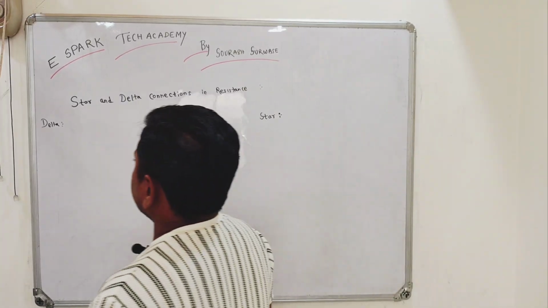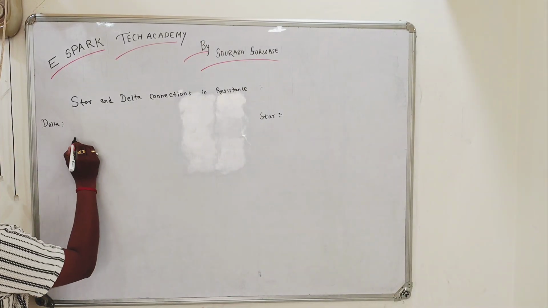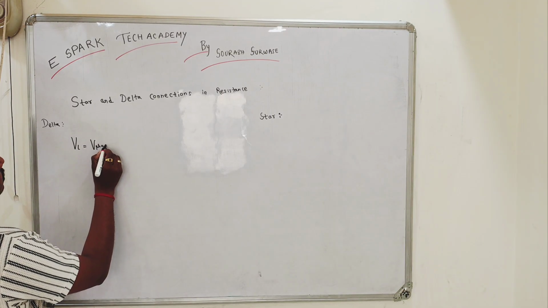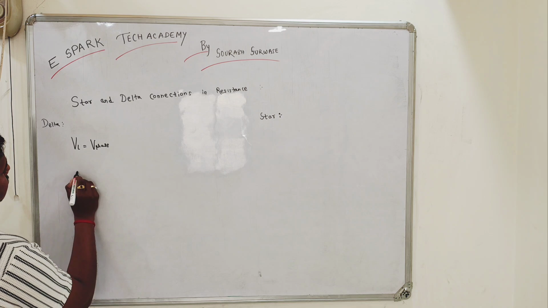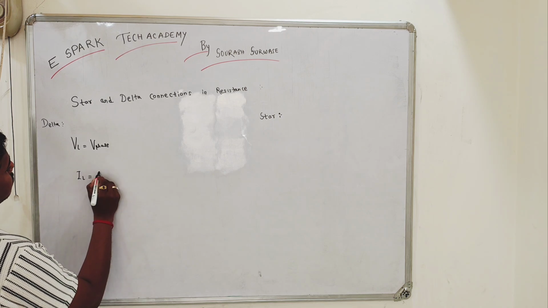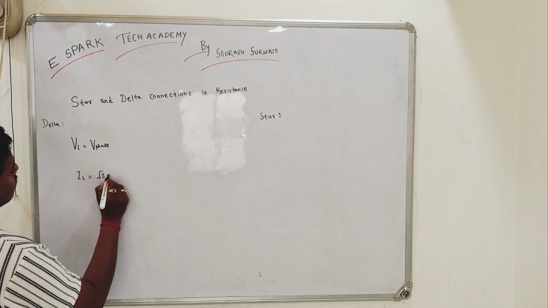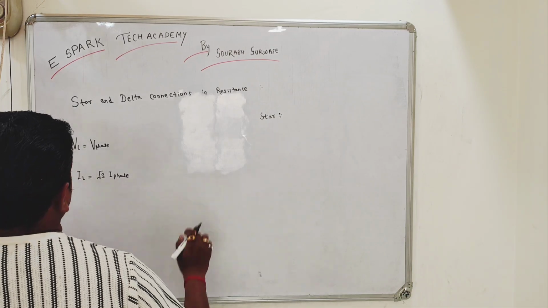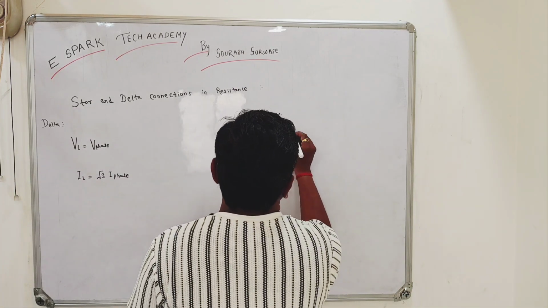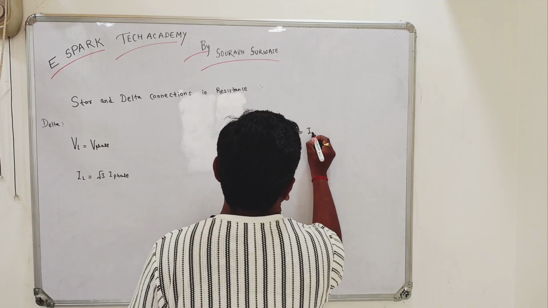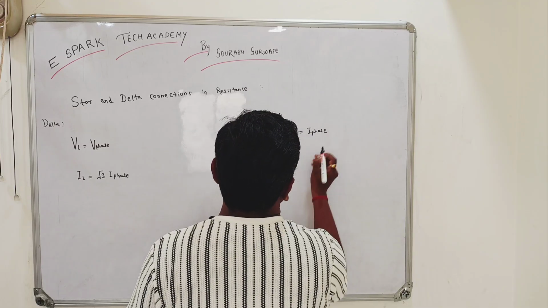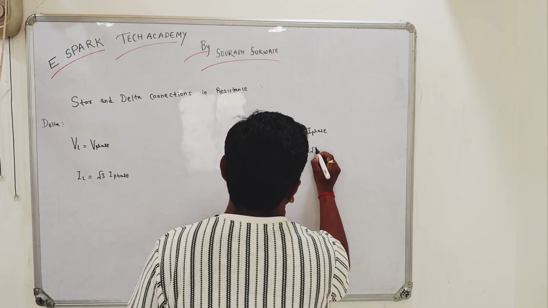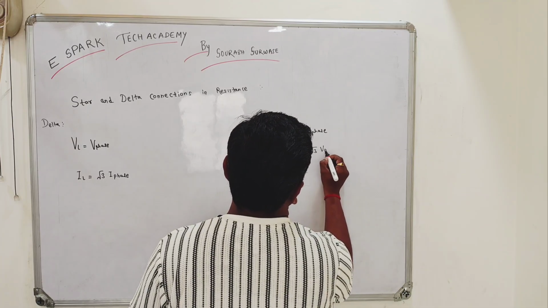Now in delta connection, VL equals V phase and IL equals root 3 I phase. In the same way, in star, the phase current and line current are the same, and VL equals root 3 V phase.